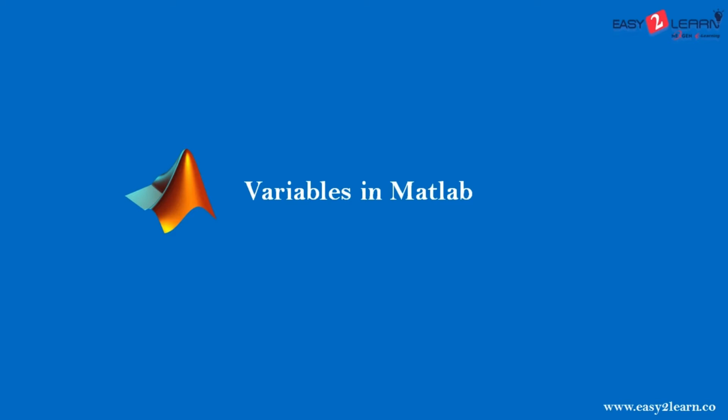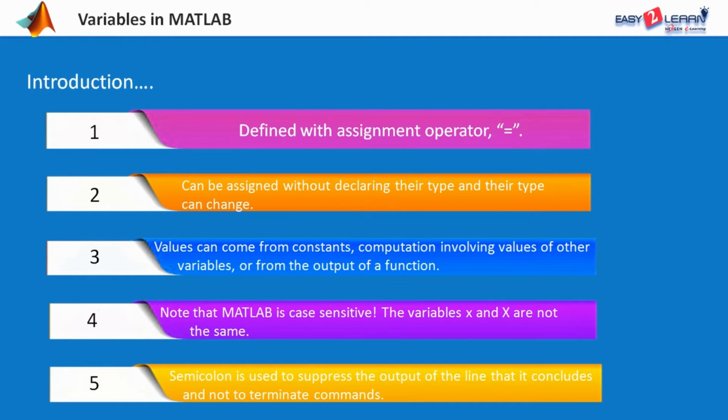Now our next topic is variables. Now what is a variable? A variable is something to which we can assign a particular value. It is defined with the assignment operator equals to. These can be assigned without declaring their type, and their type can be changed when required. The values can come from constants, or computations involving values of other variables, or from the output of a particular function.